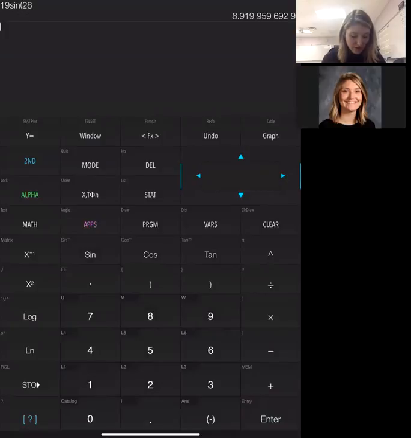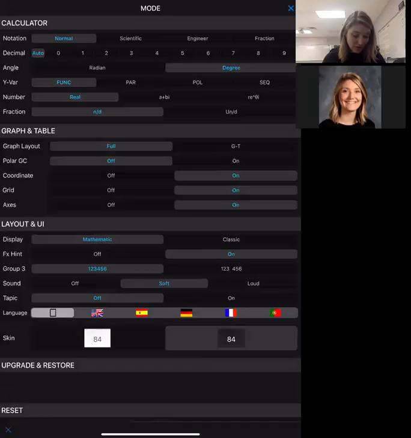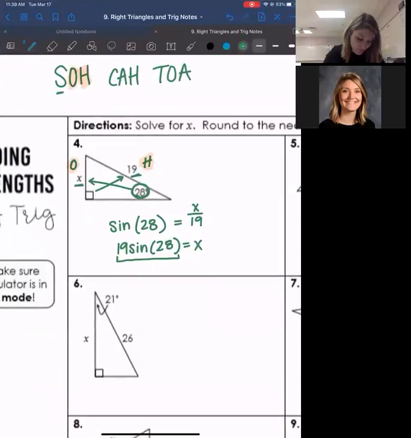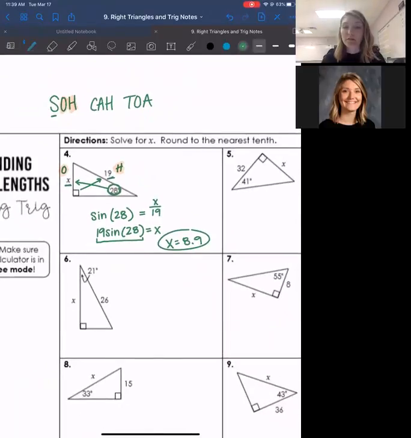If your calculator is in radians or you got 5.7 when you calculated that, you need to find your mode button somewhere. Now your calculator is not on your iPad, so it's going to look a little bit different. But you need to find where you can change from radians to degrees. So you definitely want to be in degree mode in this case. You can see my answer varies quite a bit. So the answer on this one is 8.9. So x is 8.9. We're rounding to the nearest tenth, so that's just one decimal place.